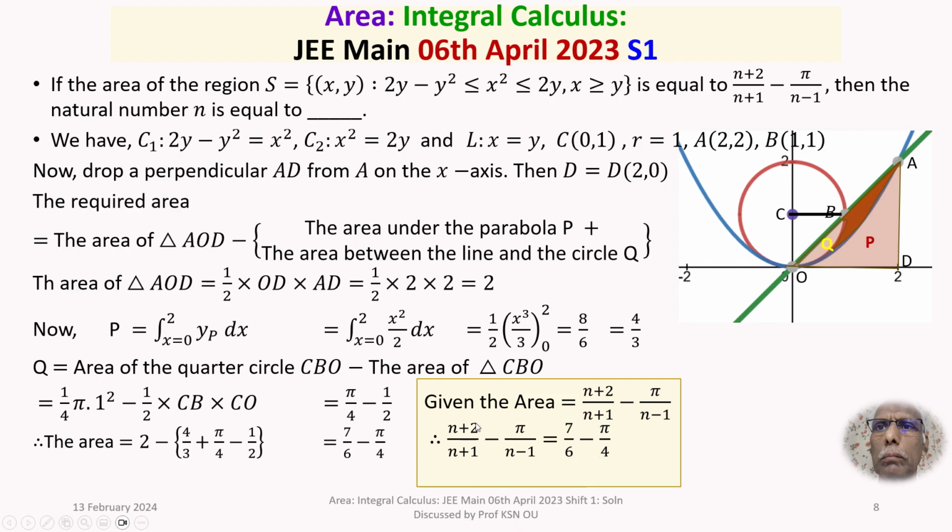On comparison, n plus 2 by n plus 1 is 7 by 6, means n plus 1 is 6, n is equal to 5. And on comparison, pi by n minus 1 is pi by 4, that is n minus 1 is equal to 4, n is equal to 5. So on comparison, we will get the value of the natural number n to be 5. So the answer to this question is 5.